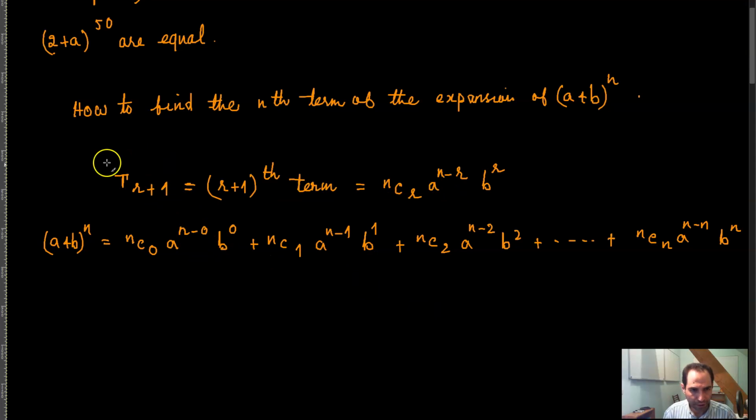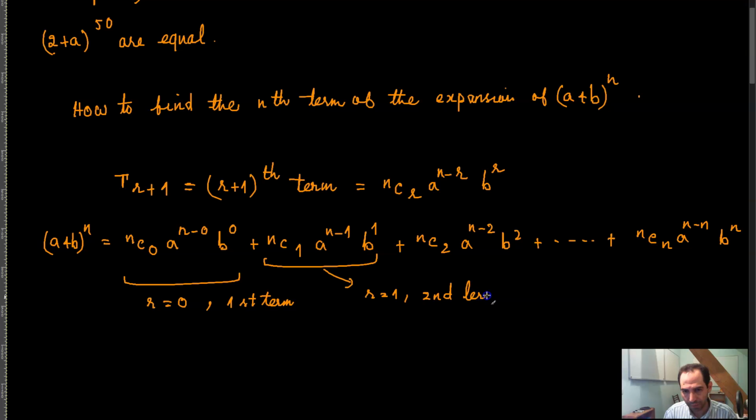So that means that when we say T of r plus 1, what we mean by that is the term in which r is equal to something. For example, over here you can see that r is equal to 0, and this is the first term. Over here r is equal to 1, and this is the second term, right? Which means that I can say T of r plus 1.